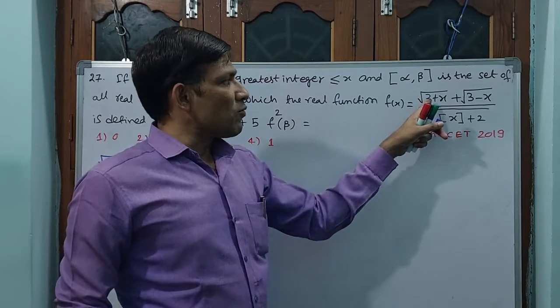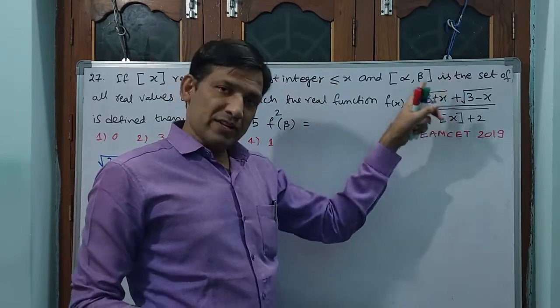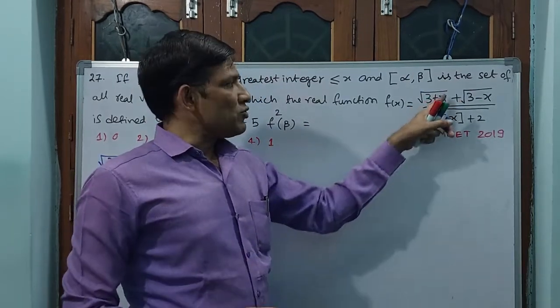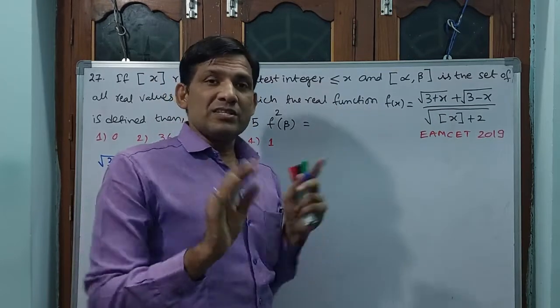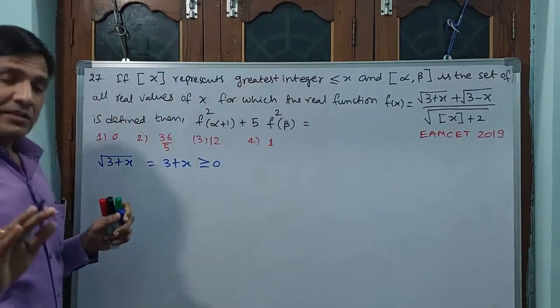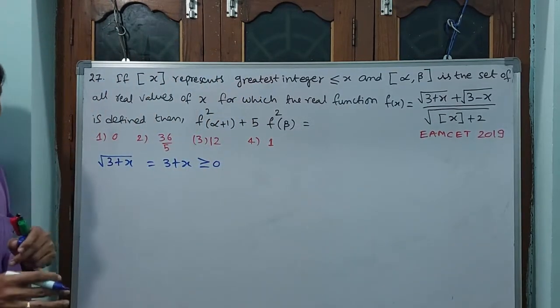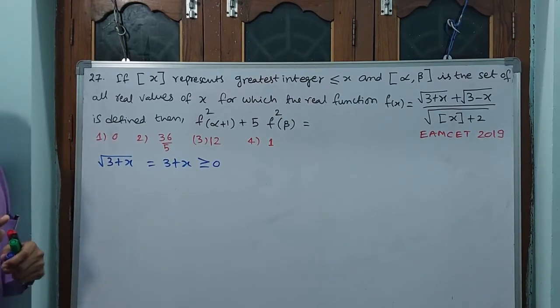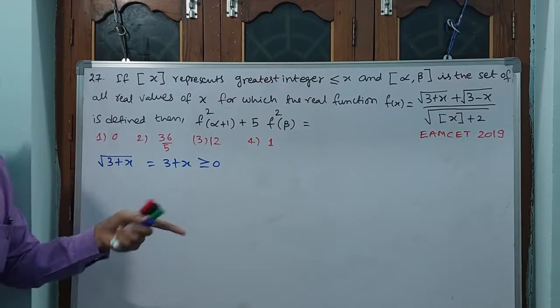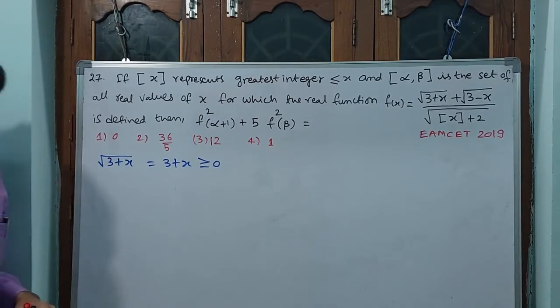I am not talking about only a single one. If the entire numerator is 0, then there is no problem. 0 by something is 0. The function is defined. Whether the function is defined or not, that only we have to see. Whether the value 0 is coming, we do not worry. If a negative number comes in the square root, that is not defined.